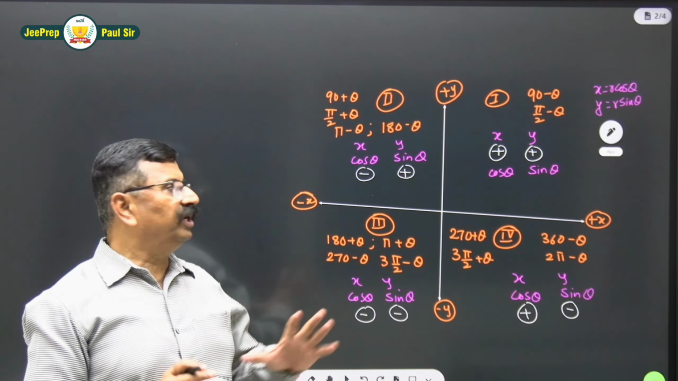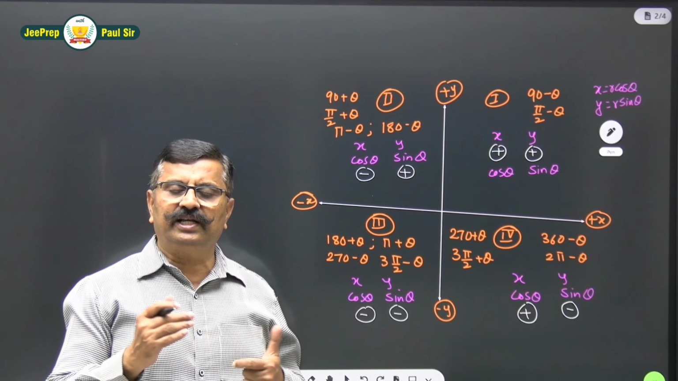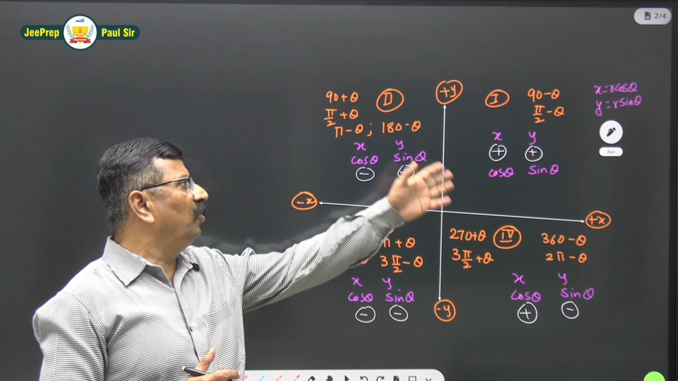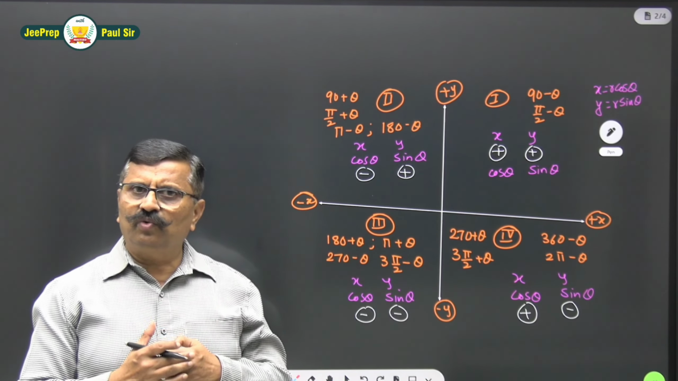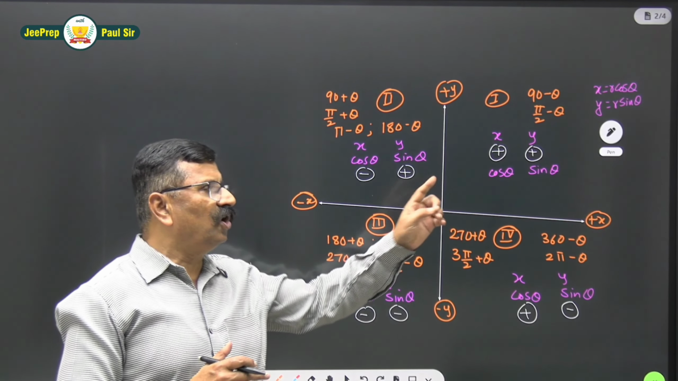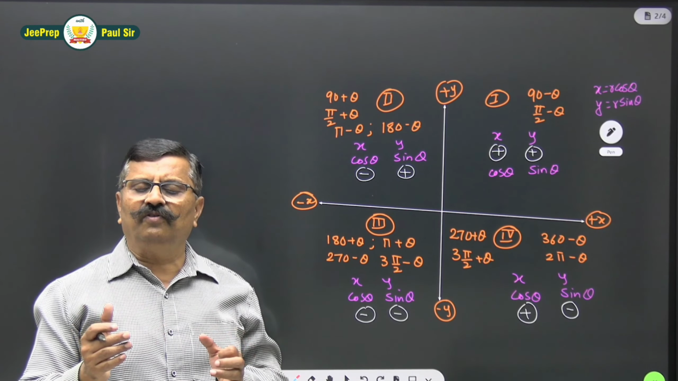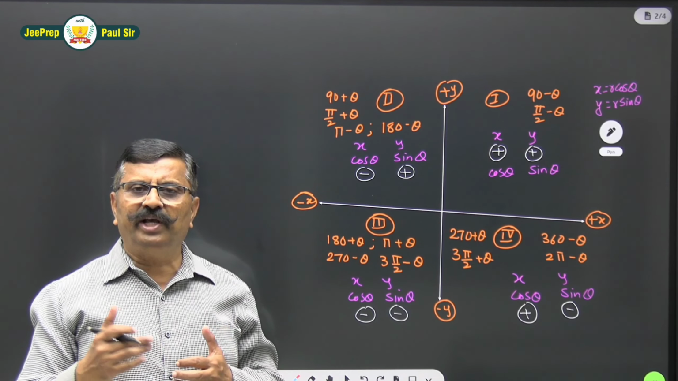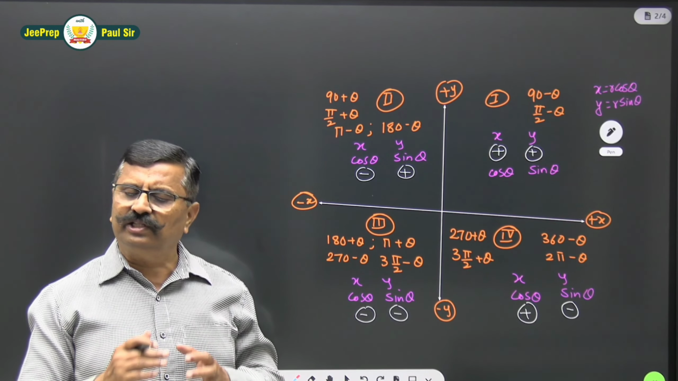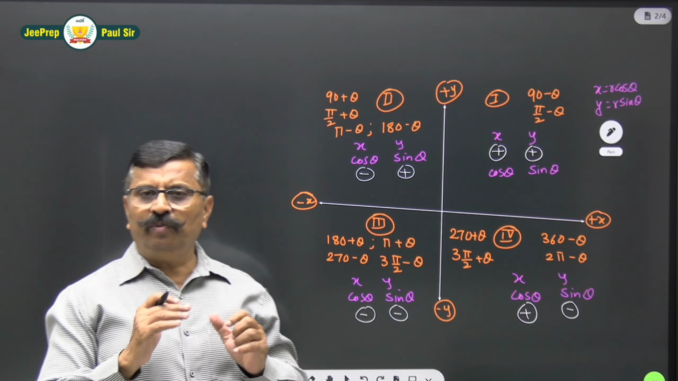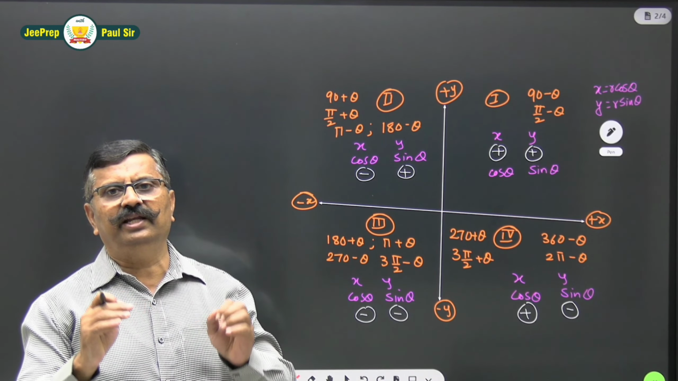So you'll have to remember these signs of cos theta, sin theta, tan theta and other trigonometric functions in all these four quadrants. And students, once you know the signs of cos and sin, then assigning the plus or minus sign to the other trigonometric functions becomes very easy. Now let's start with the trigonometric functions of 90 minus theta.